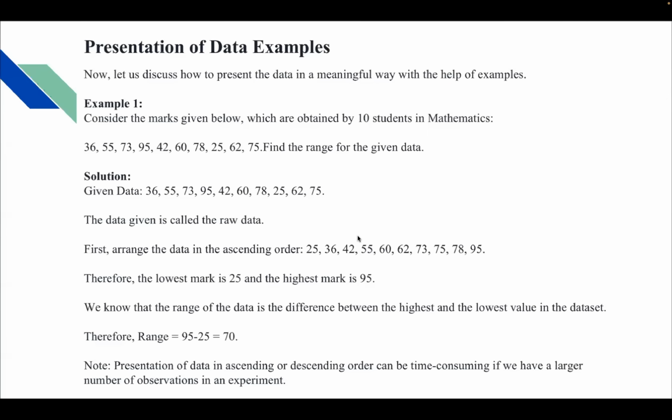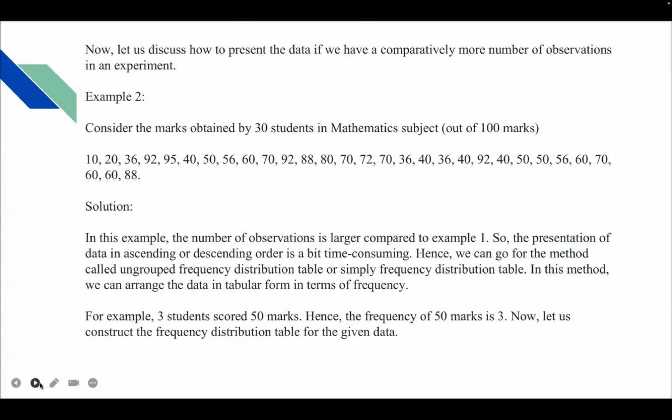Note, presentation of data in ascending or descending order can be time consuming if we have a larger number of observations in an experiment. If you notice, we just worked with 10 students, so it's very easy for us to do, especially by hand. It's easy to just rank it from the least to the highest or from the highest to the least. But what happens when you are working with a lot of data? It will become tedious if you want to do it that way.